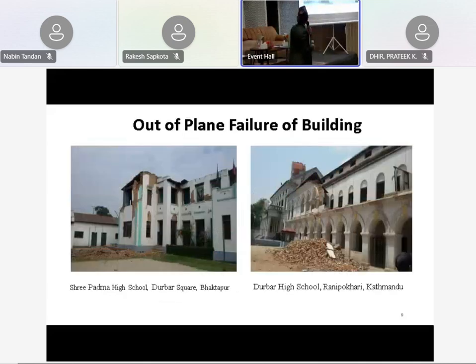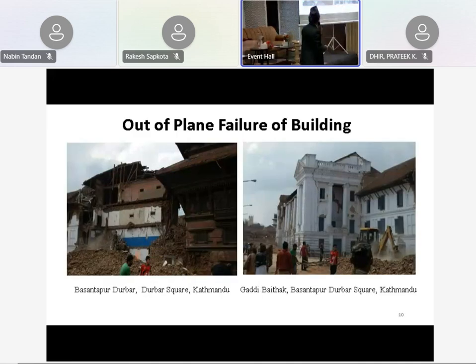And here in Bhaktapur, in the Shree Padma High School, we can see the out of plane failure of the top floor, and Darbar High School, which is already reconstructed. Here also, this whole part of the wall came out of the plane. Next, please. And Basantapur Darbar Square, you can see the whole wall came out and collapsed. And Gaddi Baithak also, you can see this part.